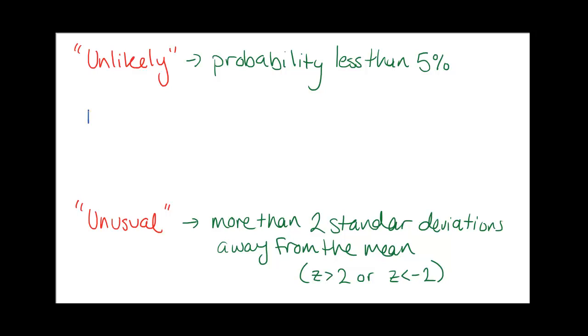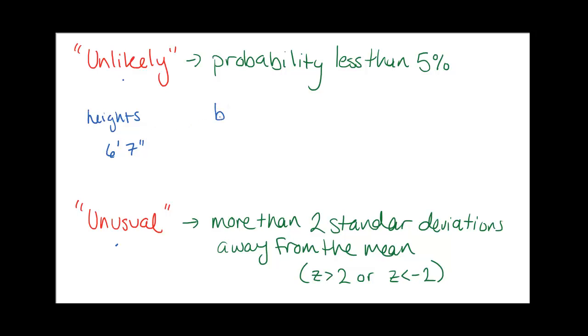For example, if we were talking about heights, a height of 7 feet 5 inches is both unusual, because that's much taller than most people, and unlikely, because a very small percentage of people have a height this tall.